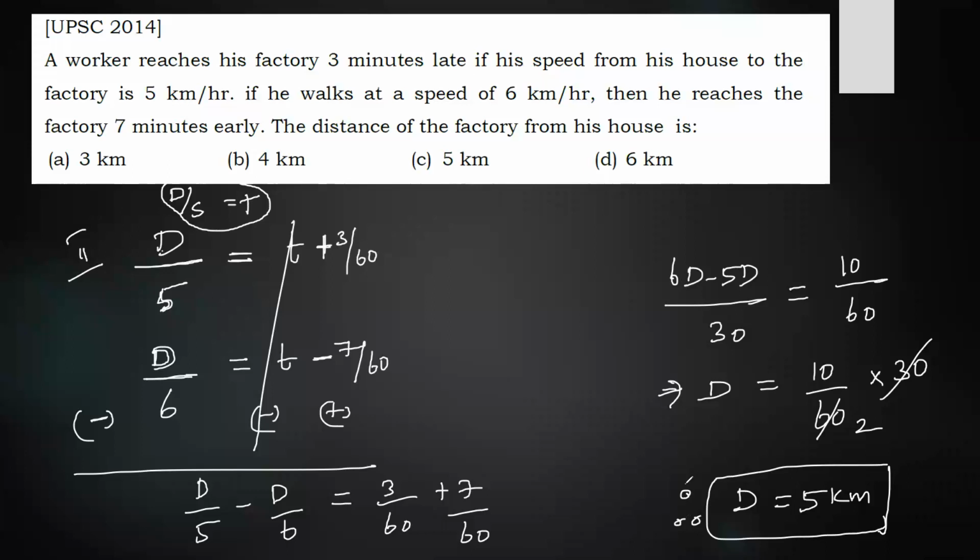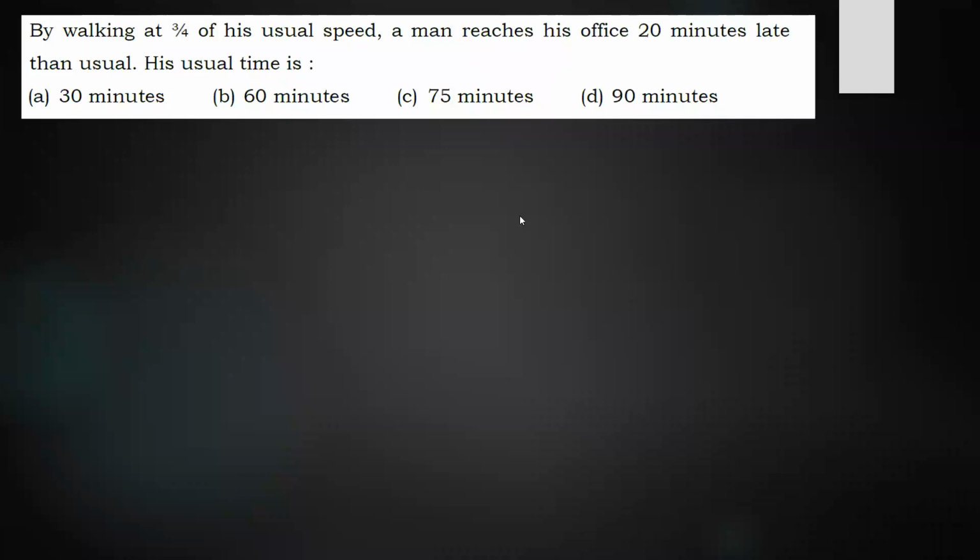Okay, are you clear on this type? Do you have any doubt in this type? Okay, so next one we are moving to. Given some speed, the speed will decrease, and you need to find the time. So read this question carefully.